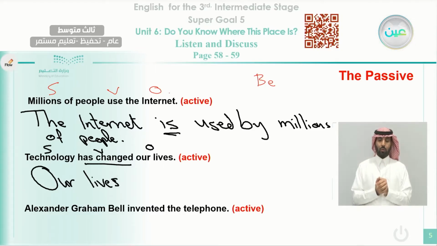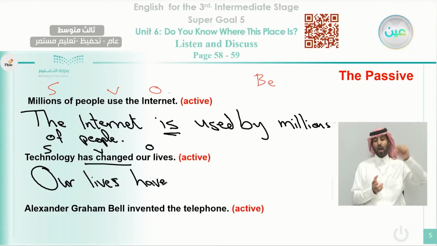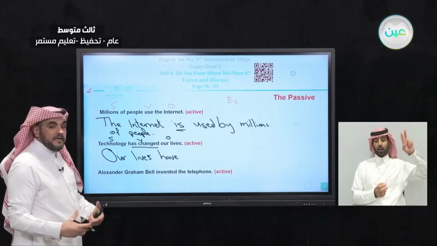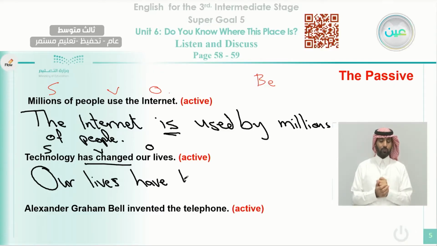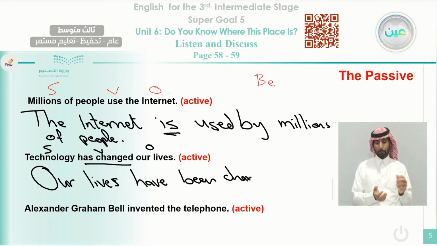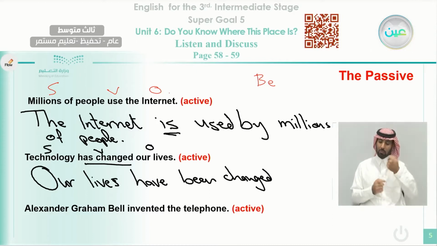So since it is a plural, we have to use have. And since it is in the present perfect, we have to use the verb be in the past participle form. So we can see here our lives have been changed. Changed is already in the past participle form. By technology. Our lives have been changed. We can say by technology, or we can stop like that.